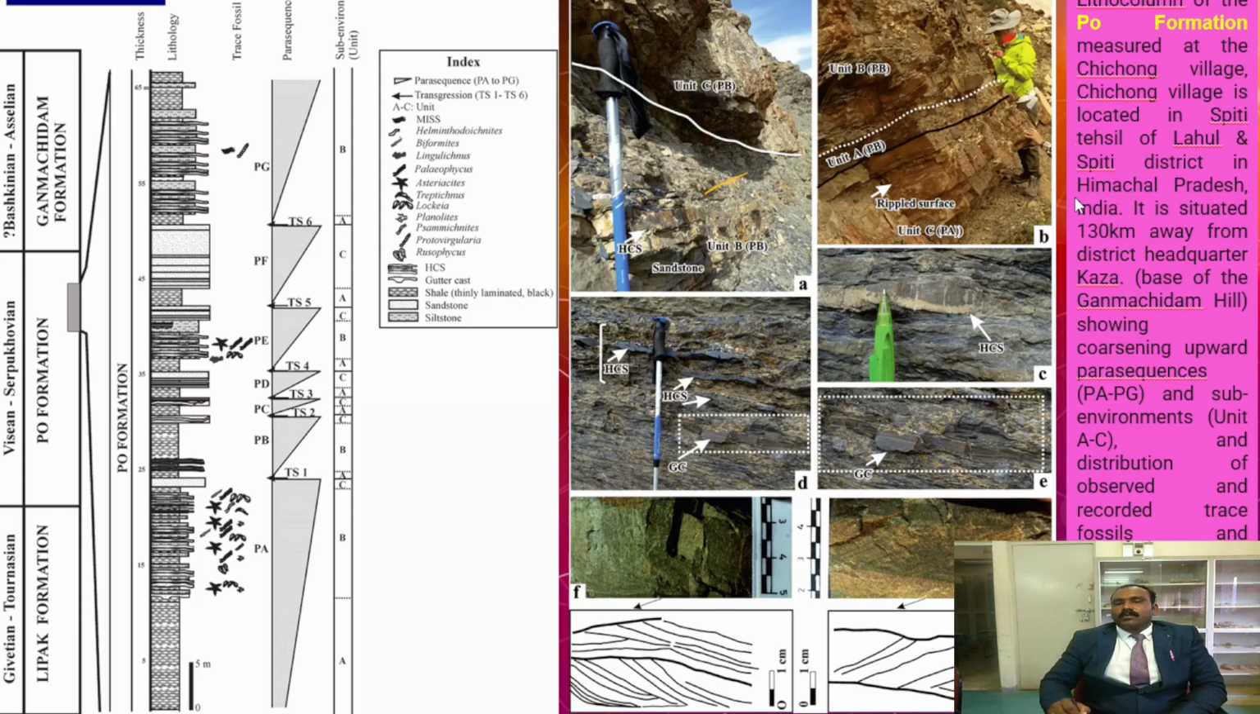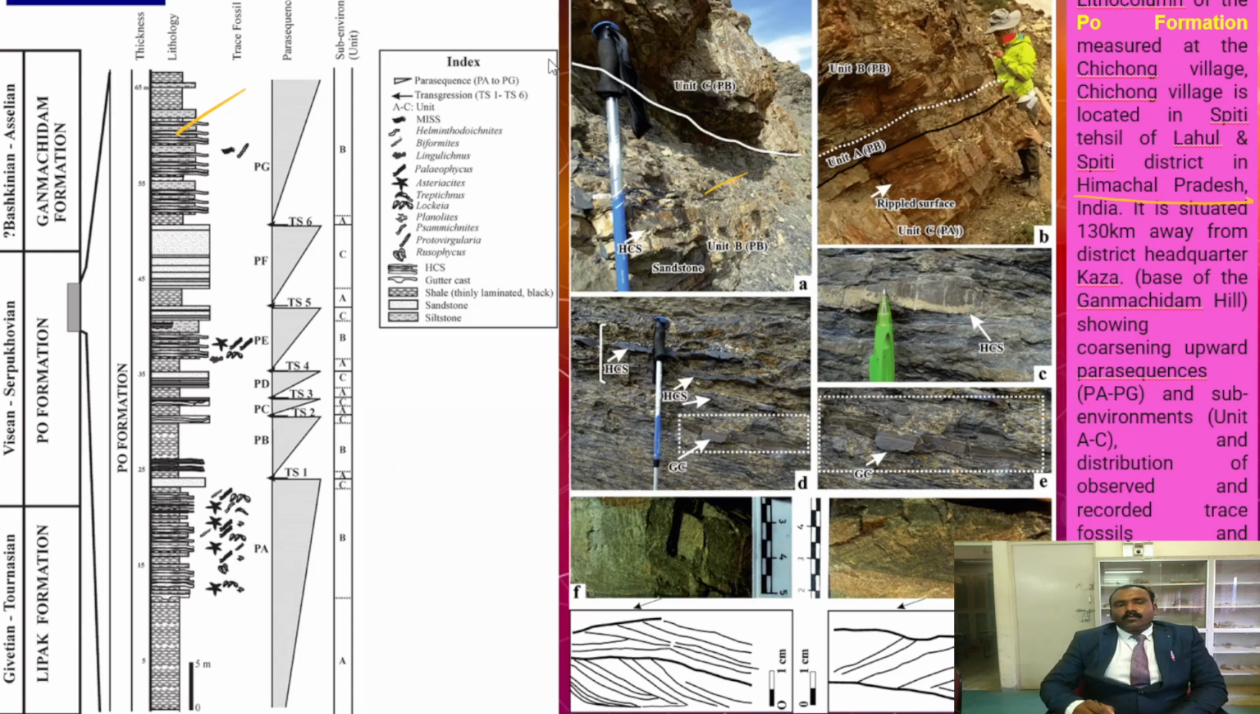This means the Po formation is situated in Himachal Pradesh, and different kinds of Devonian, Carboniferous and Permian exposures or Permian rocks are occurring, along with various kinds of fossils and bones also occurring in this region.